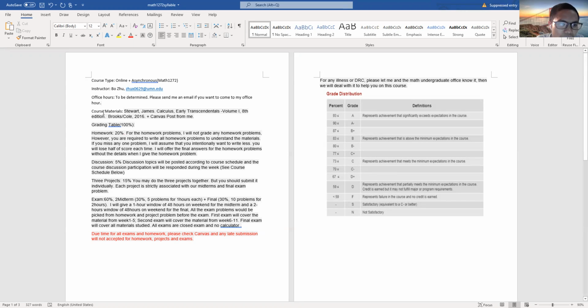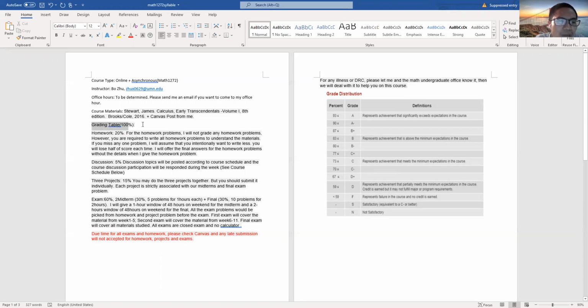The course material is the Stewart Calculus 2 textbook. If you don't want to buy this textbook, that's okay. I will not use the Cengage platform a lot. I will write the homework myself, and I will post my lecture notes on Canvas. Even though the textbook is required when you register for this course, I do more work, so you don't have to buy the textbook.